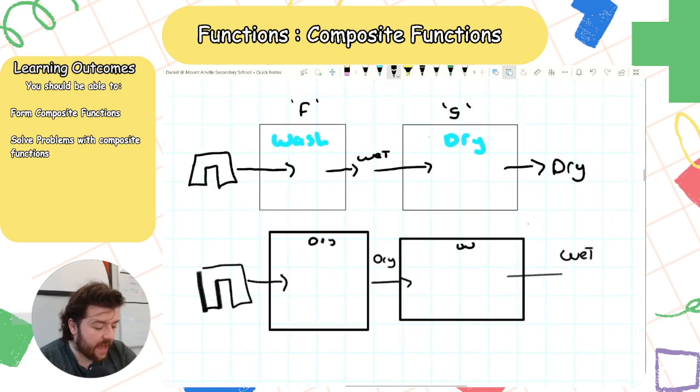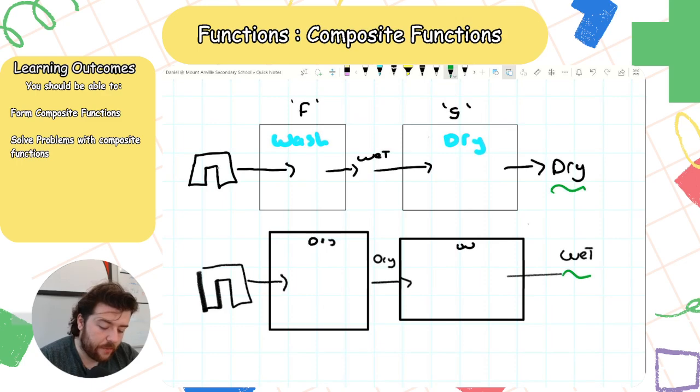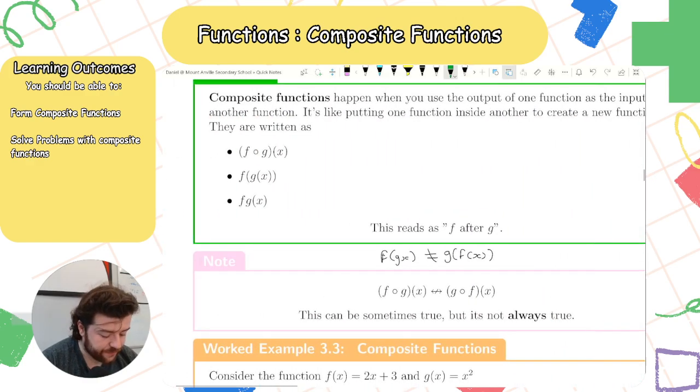Do you see how I now have two different outputs for what's happening? If I put my jeans in the washing machine, then in the dryer, they come out dry and clean. If I put them in the dryer, then I put them in the washing machine, they're going to come out wet. So here I applied function g first, then I applied function f. So they're not interchangeable with each other, and that's very important to note and never assume.